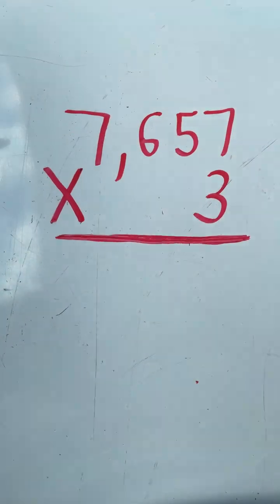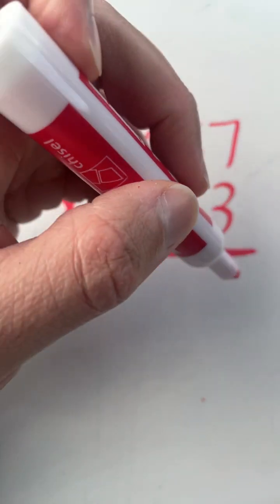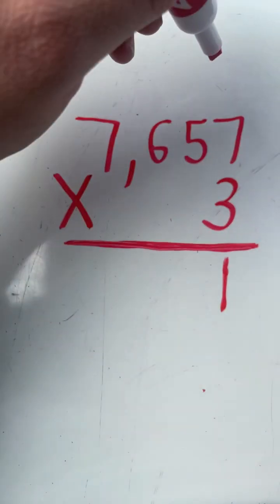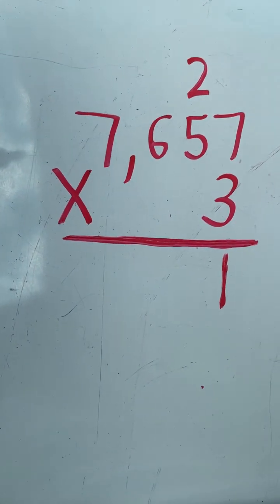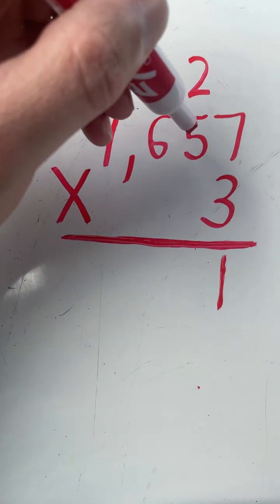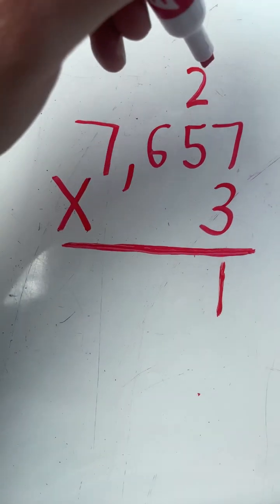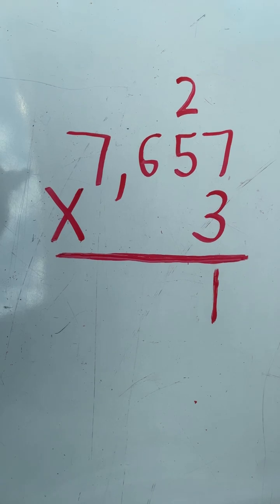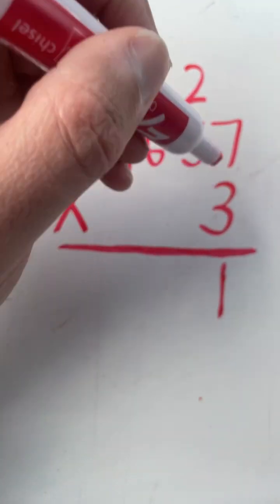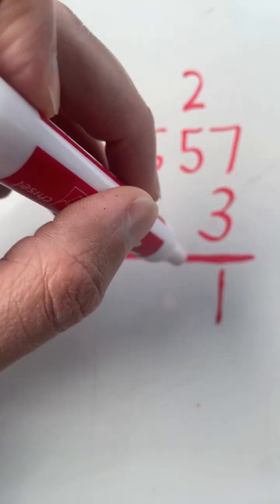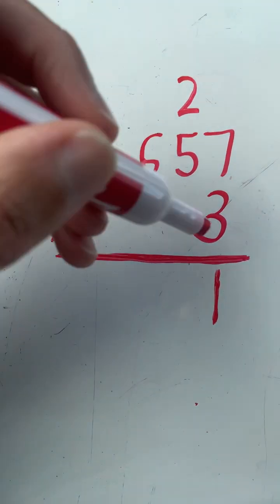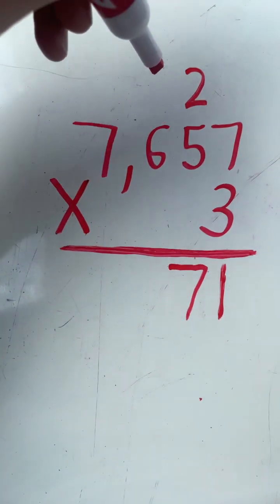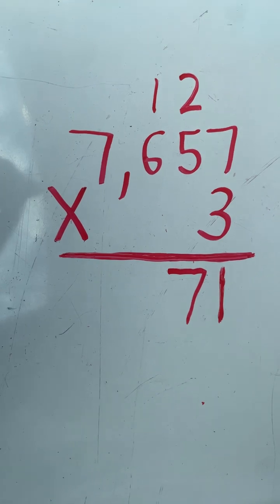7 times 3 is 21. Since our product is more than 10, we have to regroup. The 1 in 21 goes in the ones place. The 2 gets carried over to the tens place. So now we multiply 5 times 3, and the 2 that we carried over, we have to add that to our answer. 5 times 3 equals 15, plus 2 is 17. So again, since our product is more than 10, we have to regroup. So the 7 in 17 goes in the tens place. The 1 in 17 gets carried over to the hundreds place.